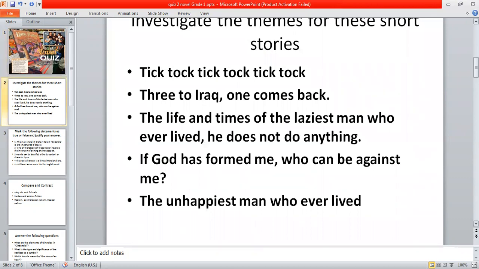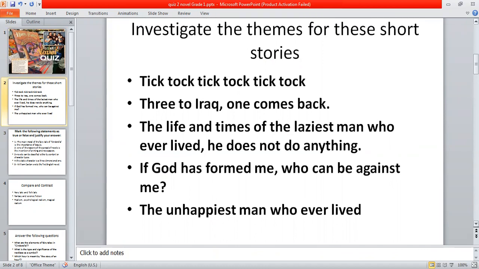Investigate the themes in the following short stories. Investigate the themes in these short stories. The first short story, TikTok, TikTok, TikTok. What are the themes you can find out in this short story?